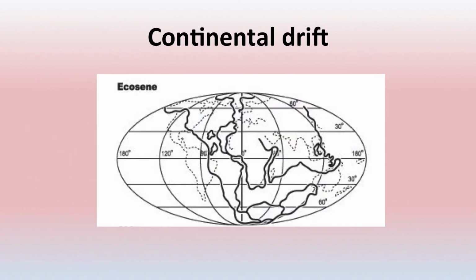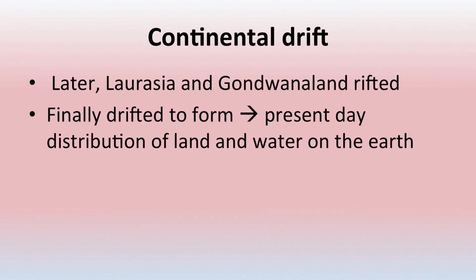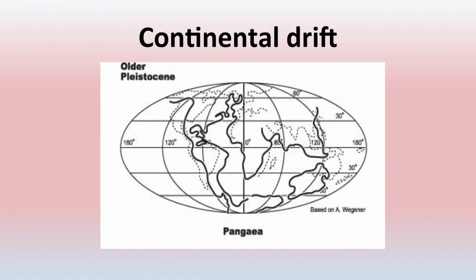As you can see in the picture also, they are moving apart and gradually Tethys was formed. Later, Laurasia and Gondwana land further rifted apart and finally drifted to form the present day distribution of land and water on the earth's surface. As you can see, further there is rifting and drifting of the land masses. In the picture you can see that.